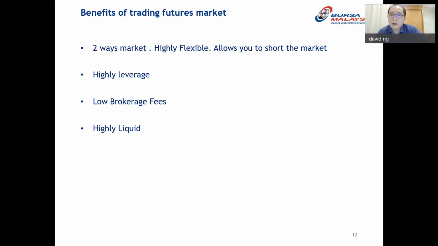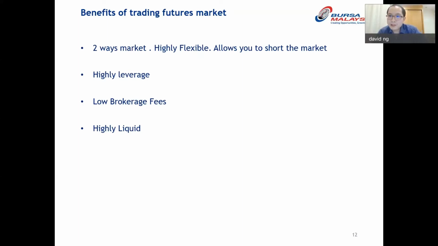So if you are someone new to the market, always make sure that when you are dabbling with the futures market, or even the derivatives market per se, you have a proper stop loss in place or proper risk management as part of your setup.